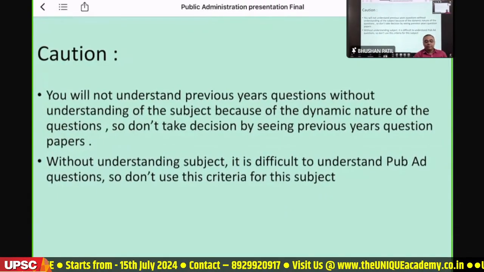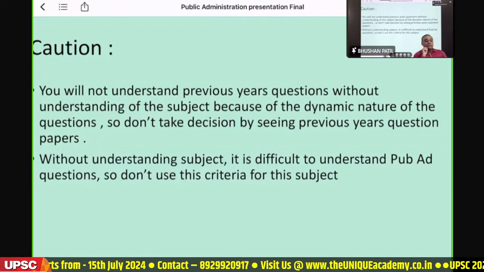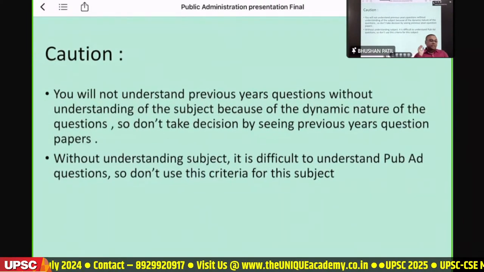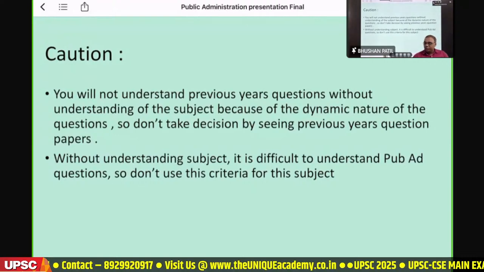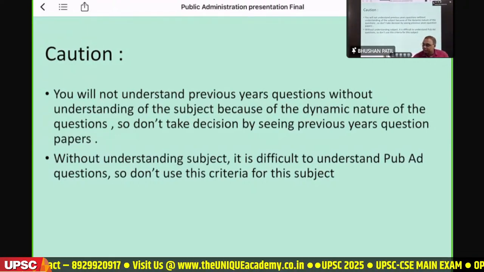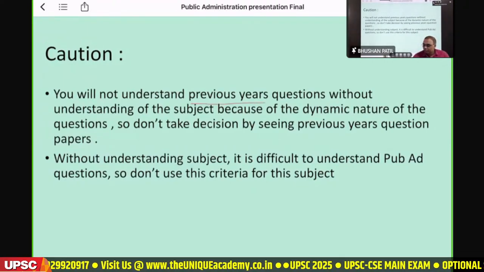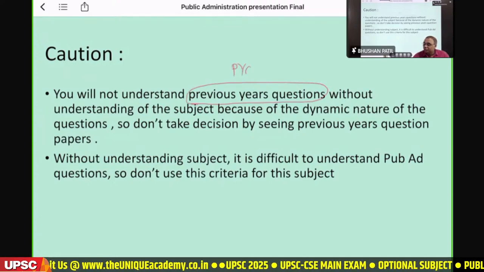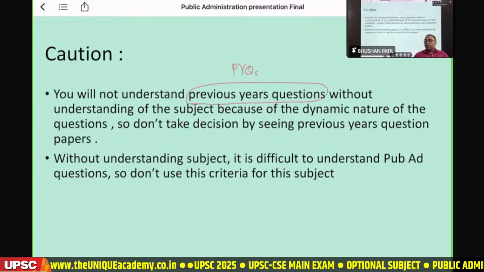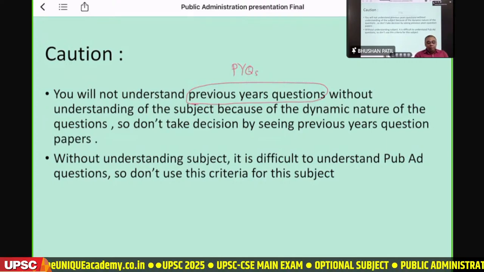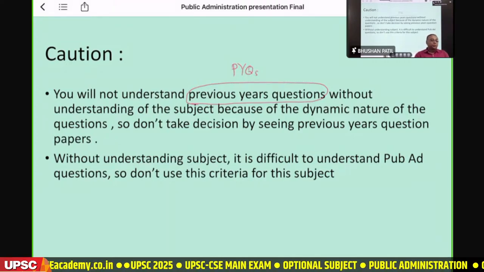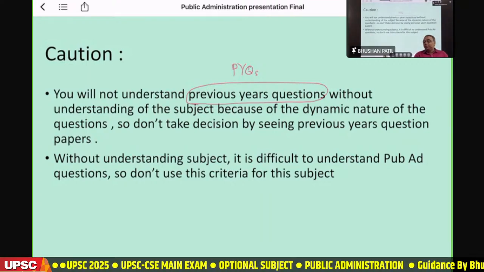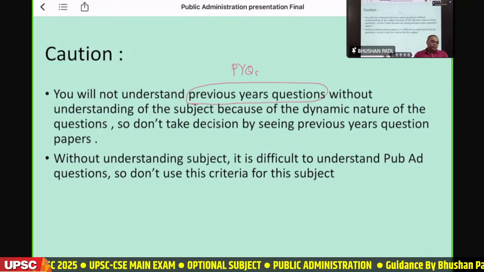Okay, what some cautions are needed, like you will not understand PYQs, previous year questions, without understanding of the subject, because of the dynamic nature of the questions. So don't take a decision by reading previous year questions.